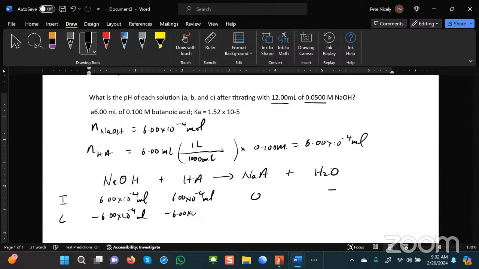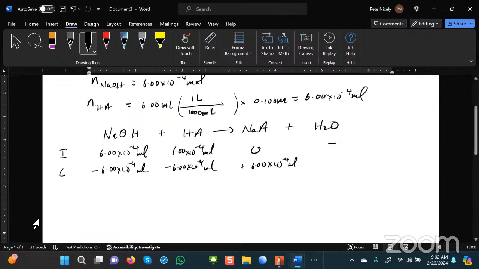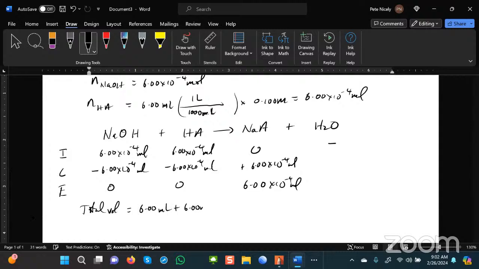And then on this side, you're going to have plus 6.00 times 10 to the minus 4 moles. And at the end of the reaction, you're going to have 0 here, 0 here, and here you're going to have 6.00 times 10 to the minus 4 moles, right? So the next thing we need to do is calculate the molarity. To do that, we need the total volume. Total volume would be equal to what? 6.00 mils plus 6.00 mils, which would be equal to 12.00 mils.